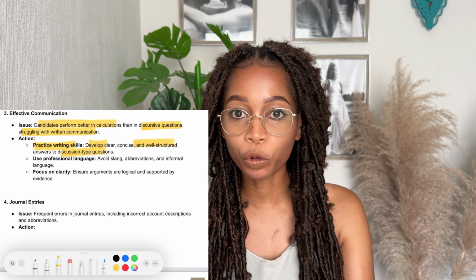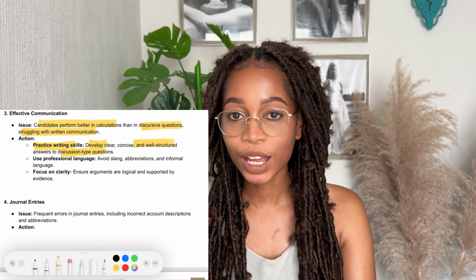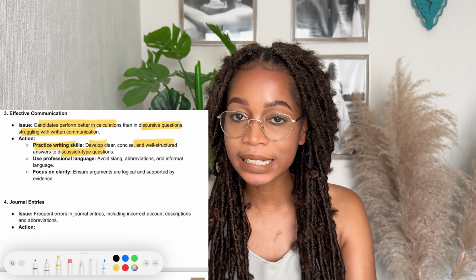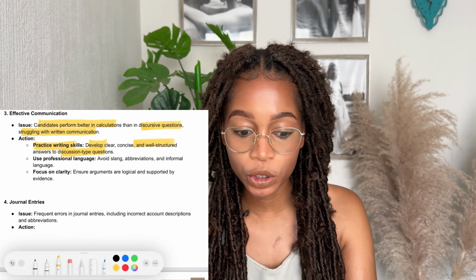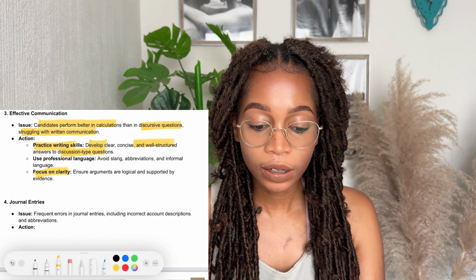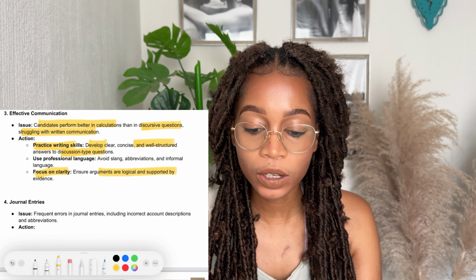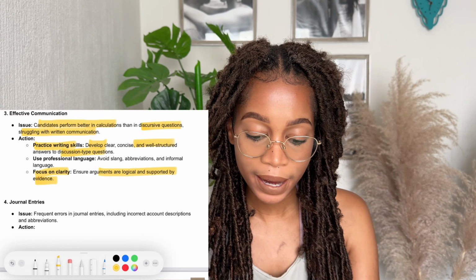Please use full English. This is a time where if you need to read to make sure that you really understand how the English language works, do what you must, do what you have to do. And again, focus on clarity. Make sure that your arguments are logical and supported by evidence.